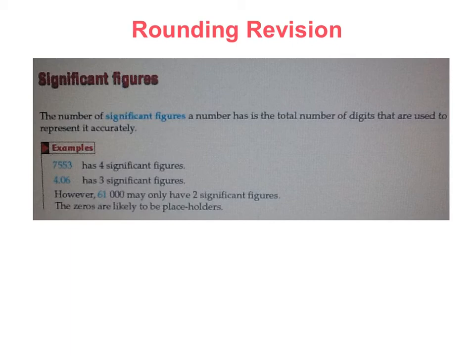So, back to significant figures. The number of significant figures a number has is the total number of digits that are used to represent it accurately. So, for example, 7,553 has 4 significant figures, and you can read the rest there, especially about the zeros. Be careful about those.